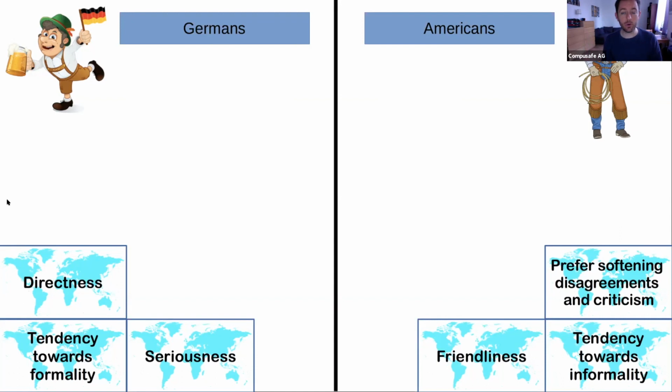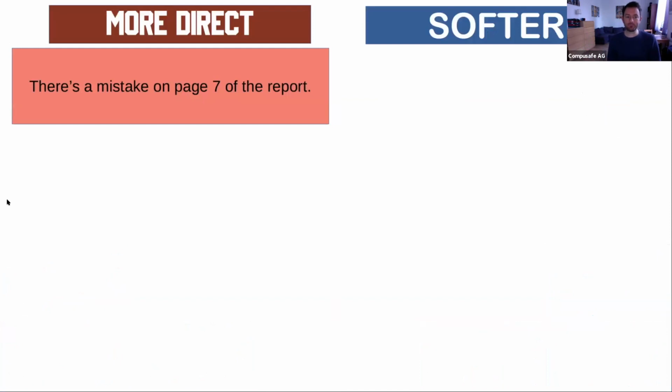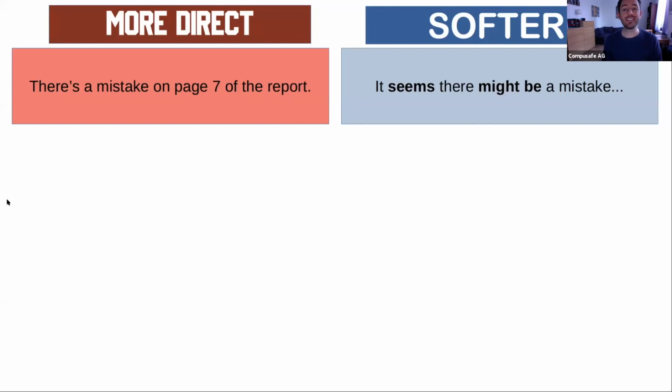So if there's a disagreement or a criticism, in America, we usually try to soften it quite a bit. So how do we do that? All right. So if we have to point out that there's a mistake or an error or a problem, to be more direct, we would just say, there's a mistake on page 7 of the report. To make that softer, there are two really good things that we can do. We can use the word seem, and we can use the words might be instead of is or are. So we can say, oh, it seems there might be a mistake on page 7 of the report. So that's a really great way to just make it a little bit softer.